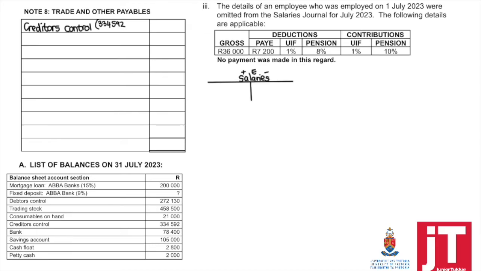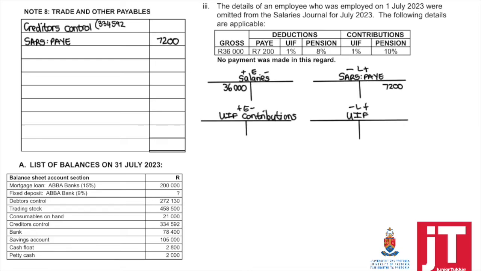So starting with the gross. The gross was 36,000. That is an expense. It will go to your statement of comprehensive income. Deductions. They have deducted SARS pay as you earn, 7,200. That money is owed to SARS. Then UIF, 1% is deducted, which means that we need to take the salaries, 36,000 times 1%. That will be deducted from the employee's salary. Every debit, there's a credit.